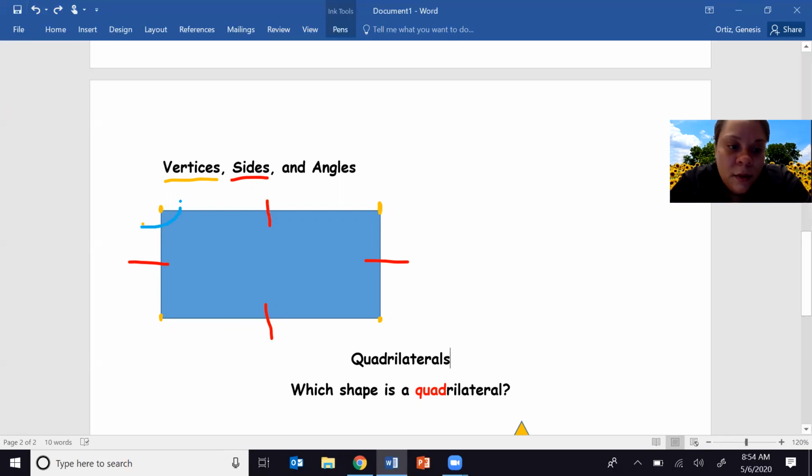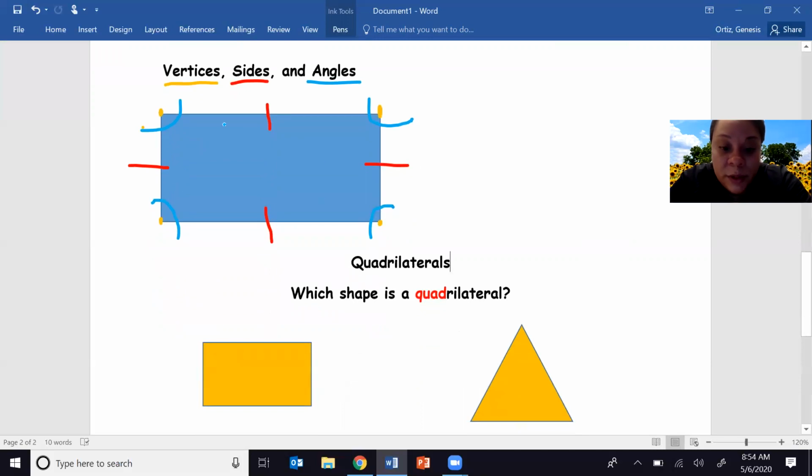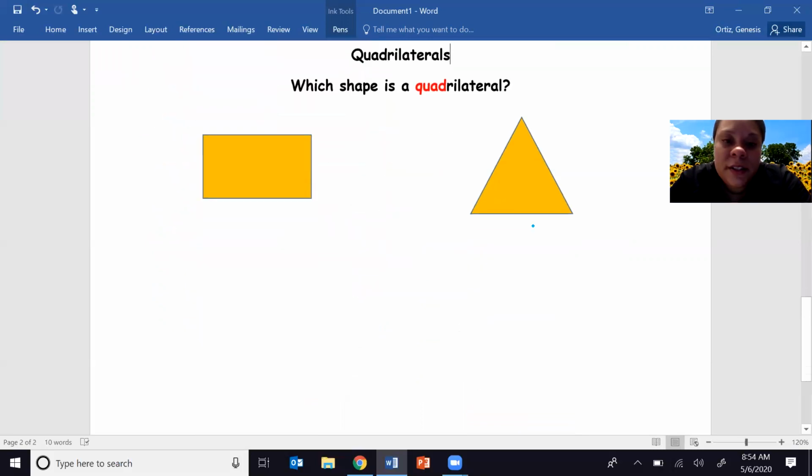All right. 1, 2, 3, and 4. And that's how we mark our angles. So it has 4 sides, 4 angles, and 4 vertices. That means it's a quadrilateral because remember, quadrilaterals have 4 sides, angles, and vertices. And this is specifically a rectangle. All right, so let's go down here.